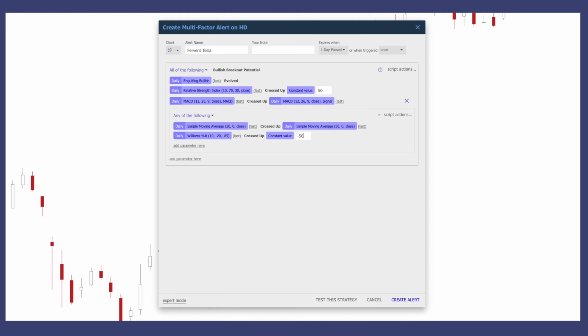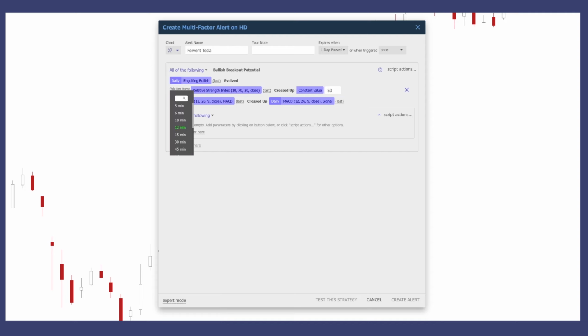So the multi-factor alerts are really just dynamic in the ability to create a set of conditions. You can do this on multiple time frames as well. So it's not just one single time frame, as we just talked about. You could go, daily, bullish engulfing candle. You could change this to the weekly.